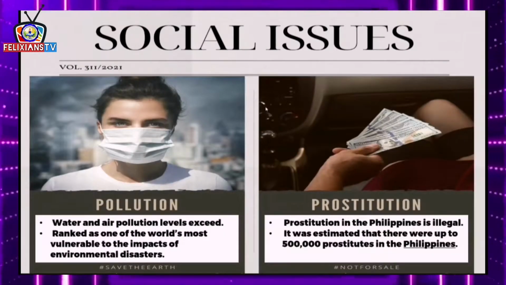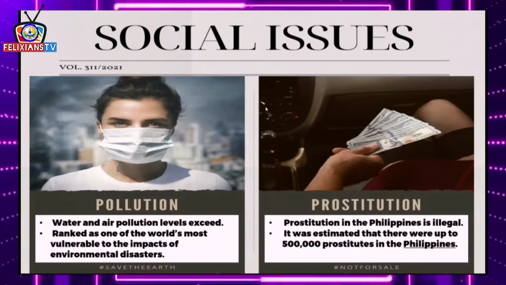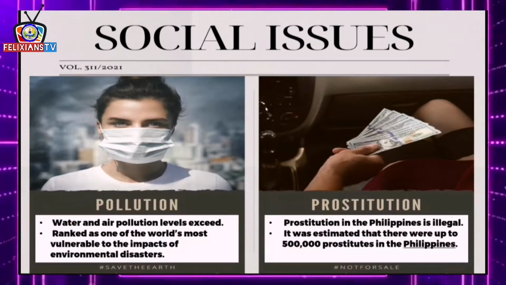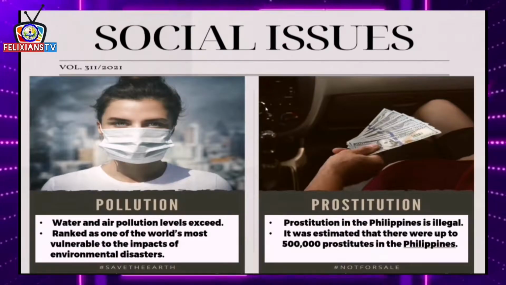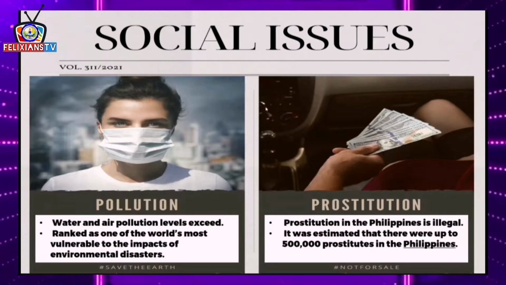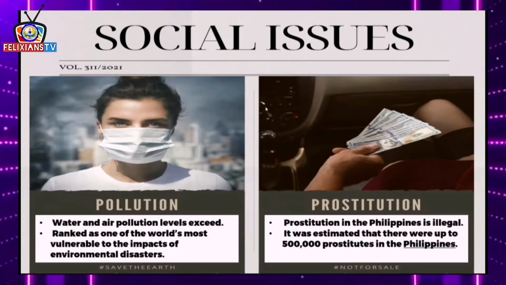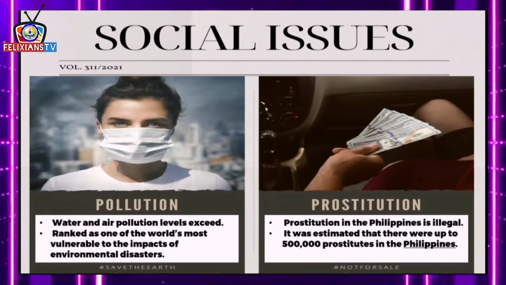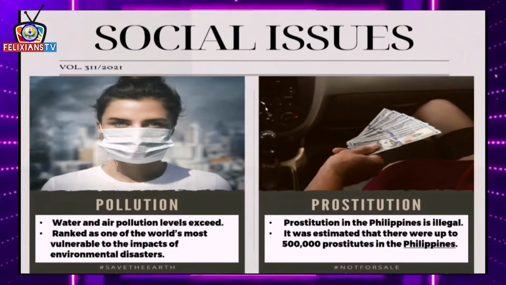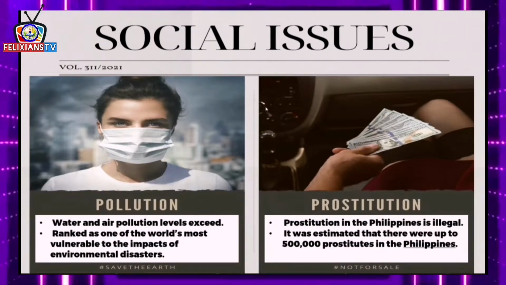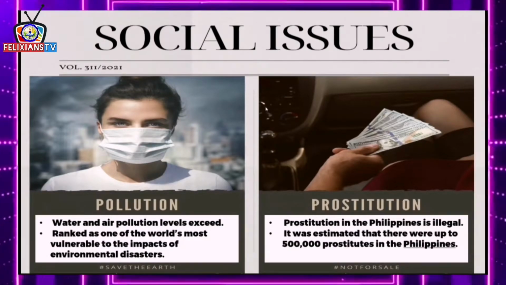The third one is pollution. Our country faces environmental challenges. Water and air pollution levels exceed limits, and the country is ranked as one of the world's most vulnerable to the impacts of environmental disasters. Fourth is prostitution. Prostitution in the Philippines is illegal. It was estimated that there were up to 500,000 prostitutes in the Philippines.